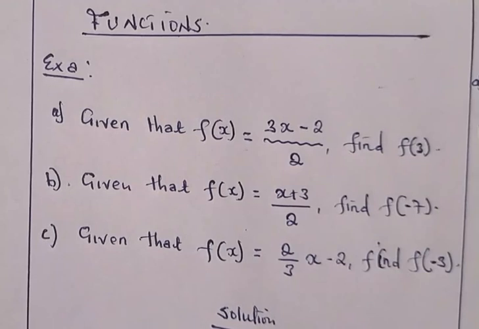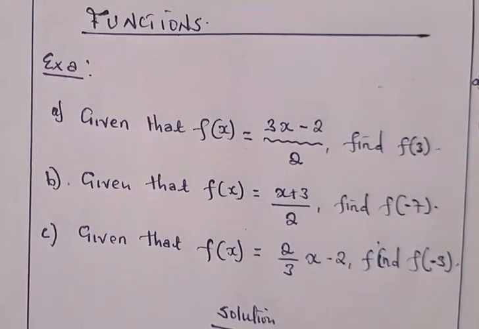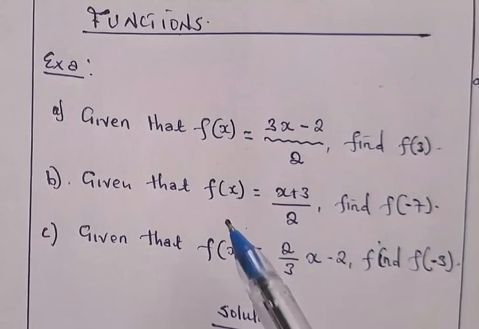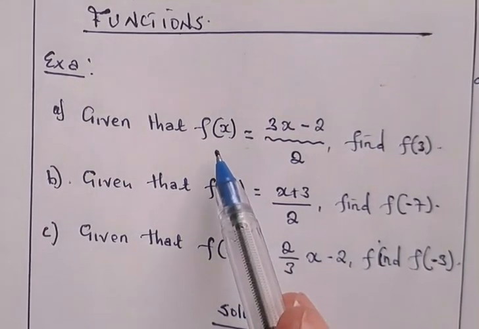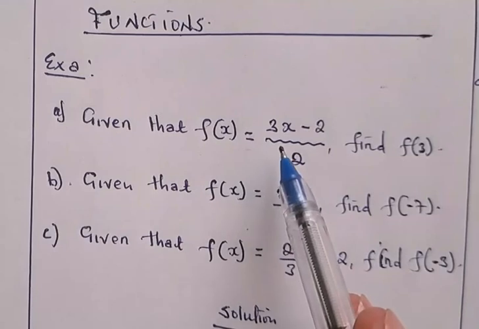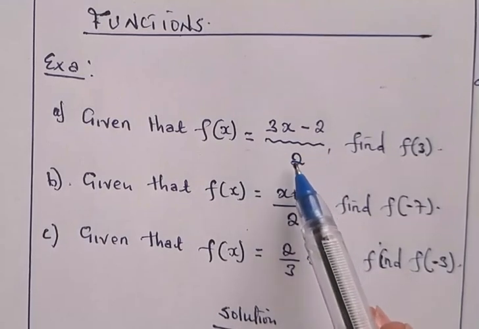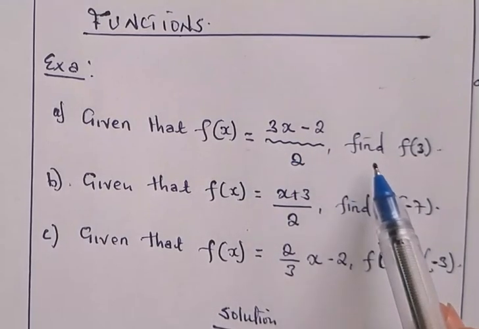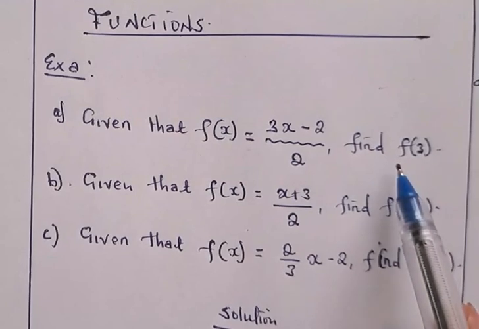Now let me show you why I'm saying these are just simple questions, but the way they ask them makes us think otherwise. So I have three questions here that we're going to look at. Given that f of x is equal to 3x minus 2 over 2, find f of 3.